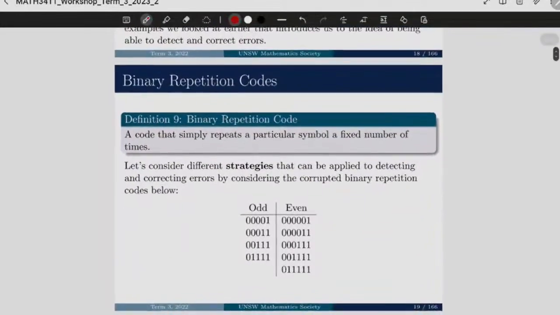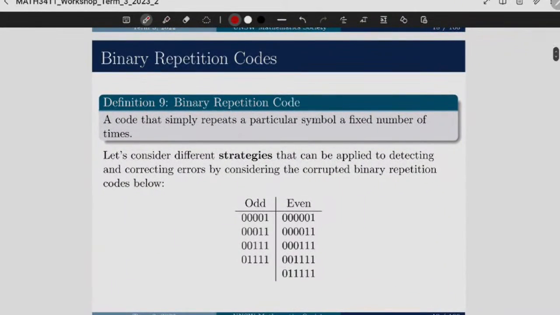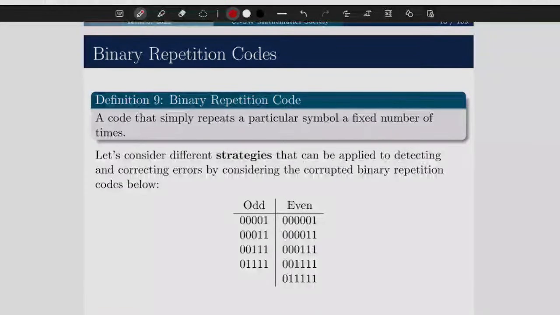Binary repetition codes. If no one remembers this, this is the part where Thomas Fritz in the lectures was just screaming hello a lot of the time. If I want to send the code word hello and make sure my message comes through as clearly as possible, the easiest way is just to repeat it. So if I go hello, hello, hello, hello, hello, and for some reason on the last one there's a small error, then most likely my message is hello. That's basically the concept of binary repetition.